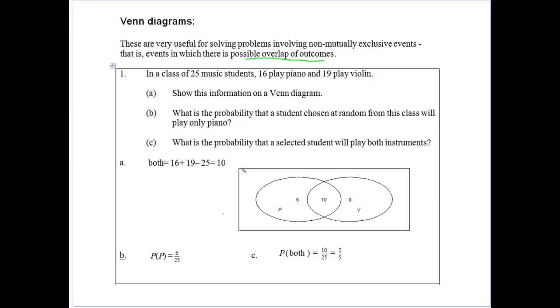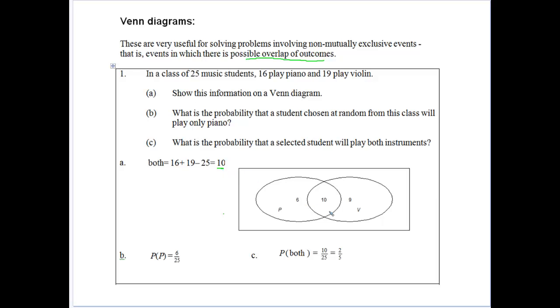A Venn diagram has a box around it, and then two overlapping circles. You can have 3 overlapping circles or 4 overlapping circles, depending on how many different scenarios you have. So how do we work out how many people play both? Well, if we add the numbers and take away how many students we know we have, we get an overlap of 10, because that's 35 together, but there's only 25, so 10 must have been counted twice.